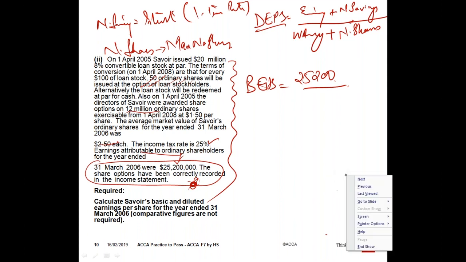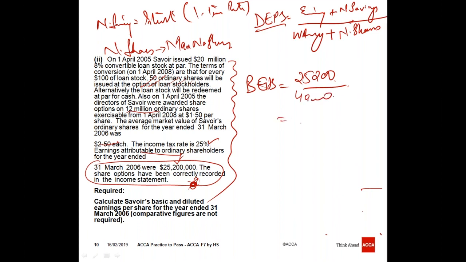I think we have not been given the shares. I'm giving you the information. If it is 40,000, the basic EPS will be 25,200 divided by 40,000, which is 0.63. Okay.